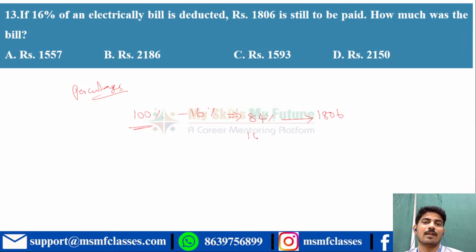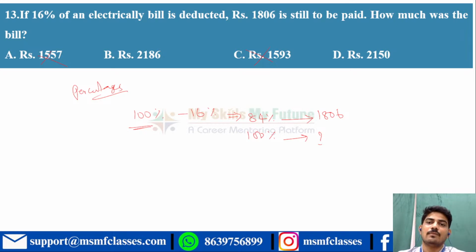What is he asking? He is asking us to find what the electricity bill actually was. So 84% is only 1806. So I can easily eliminate this option and this option. My answer will be either option B or option D here.